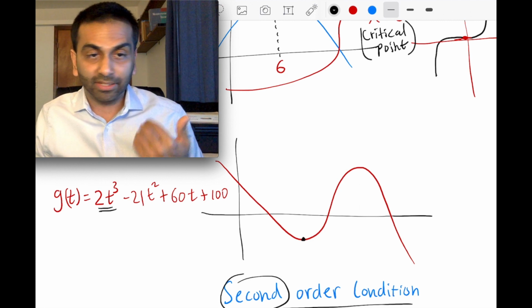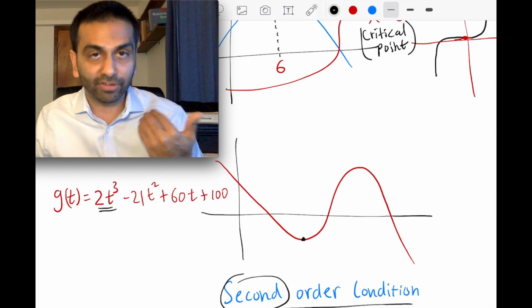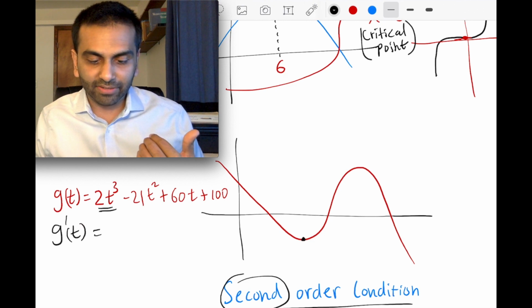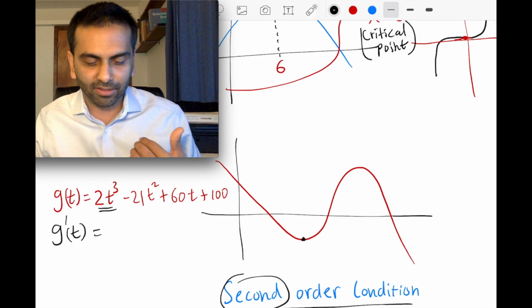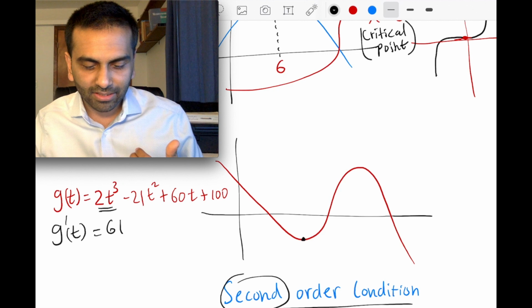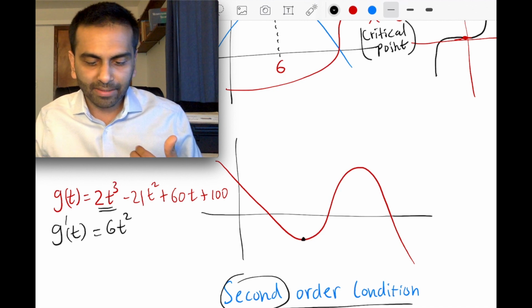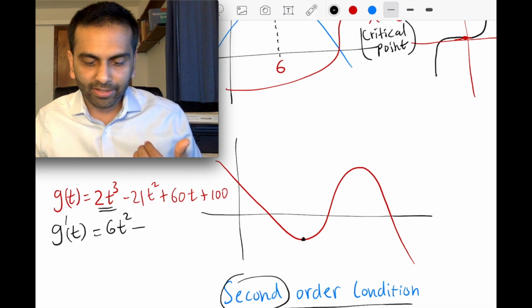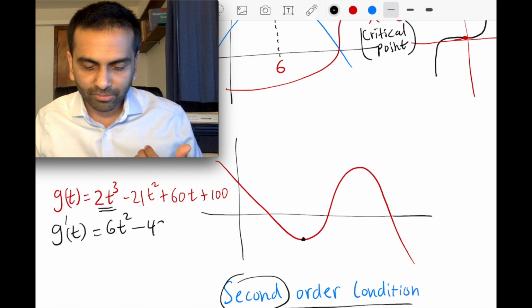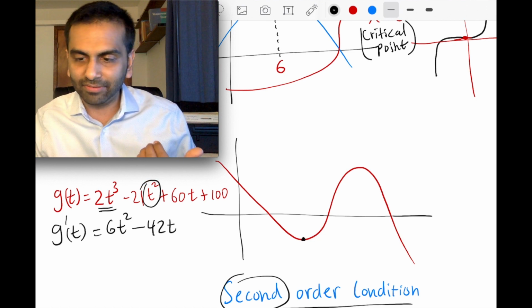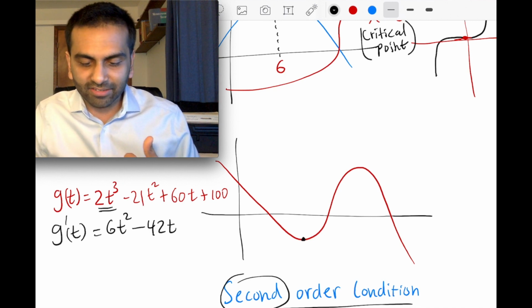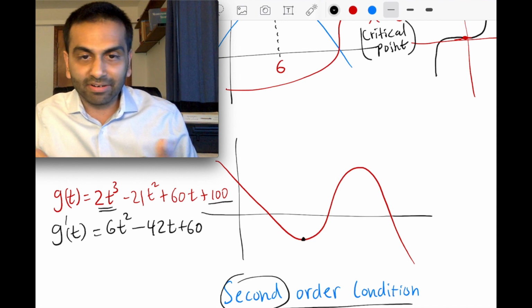Let's just do the usual process. Take the derivative, set it to 0 for the first order condition. So the derivative here, g prime of t: for 2t to the third power, the 3 comes down, and you get 2 times 3 is 6, t squared, because 3 minus 1. Minus, then the derivative of the second term, 21t squared: the 2 comes down, and you get 2 times 21, which is 42, so minus 42t to the first power. And then the derivative of 60t is just 60, and the derivative of the 100 is 0.